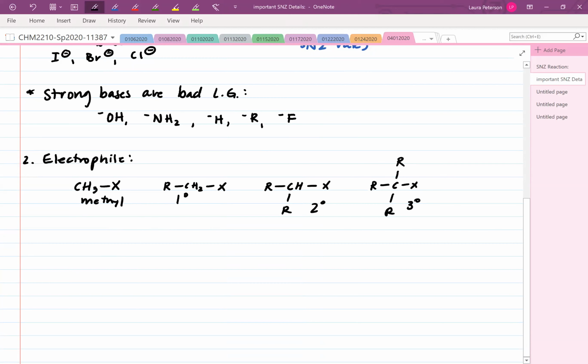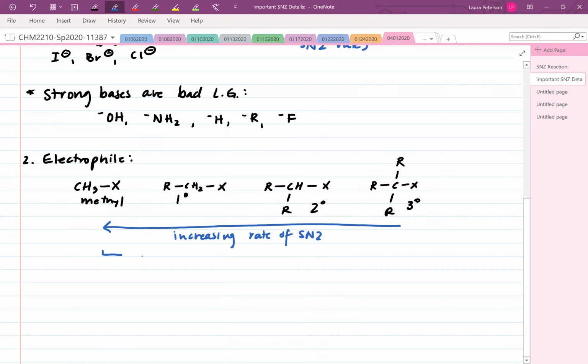Okay, so there is a rate dependence on the substitution of the carbon that bears the halide. Okay, so it turns out that the rate of SN2 is going to increase with decreasing substitution. Okay, so the rate of SN2 increases as we go from tertiary to secondary to primary to methyl. Okay, so increasing rate of SN2. Okay, and we can be even more specific about that.